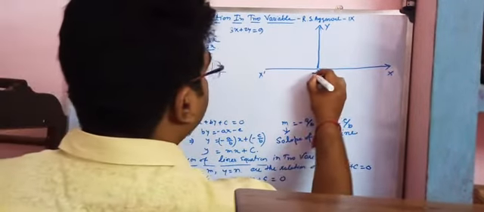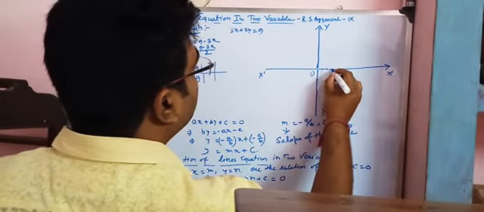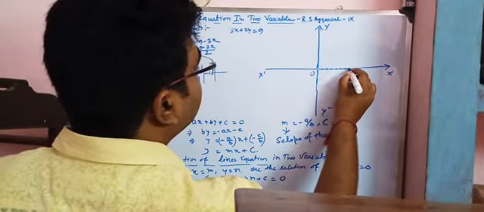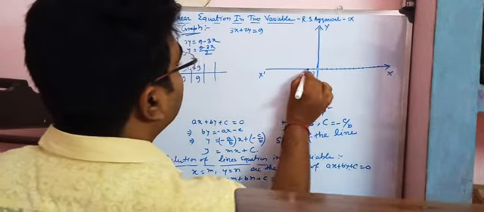Now this is my origin, so we are dividing this all. This is my 1, 2, 3, 4, 5, 6, 7, 8, 9, 10, 11, 12, 13, this unit 1, 2, 3.